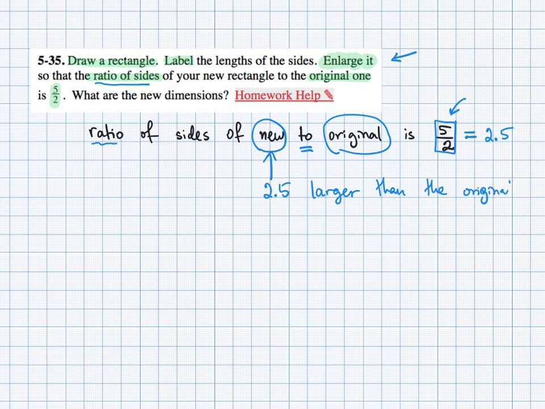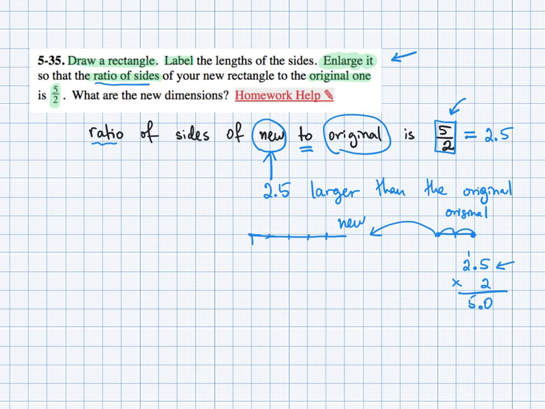So whatever you draw, if I drew 2 for the original length, 1, 2, then the new one has to be 2.5 larger in ratio. We have to multiply. So what is 2.5 times 2? That's the enlargement ratio. That's going to give me 5. So if I drew 2 here, the new one has to be 5.